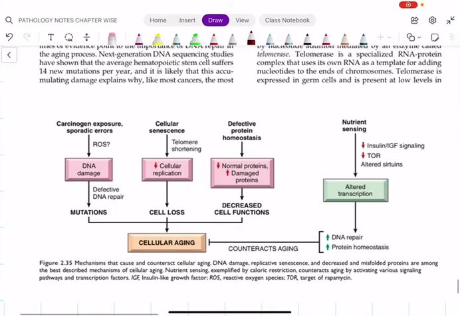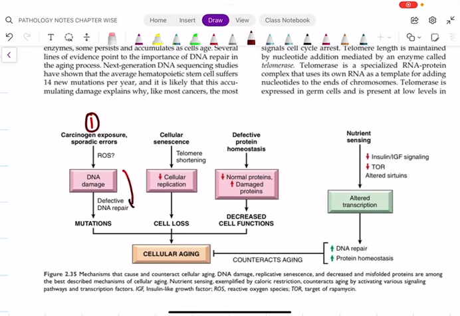It may occur as a result of, number one, DNA damage, which finally leads to defective DNA repair, mutation, and cellular aging, or due to telomere shortening. Telomeres are present at the end of the DNA. They help to maintain DNA replication. When the telomere shortens, cellular replication decreases, cell loss happens, and cellular aging follows. Or defective protein homeostasis: a decrease in normal protein and an increase in misfolded damaged protein, which further causes cellular aging.